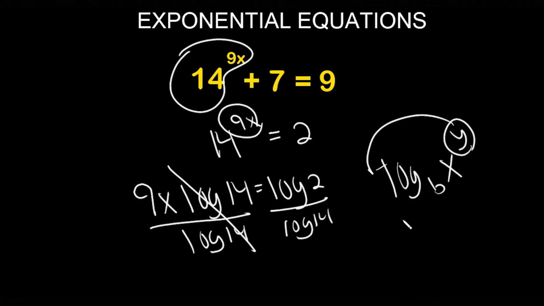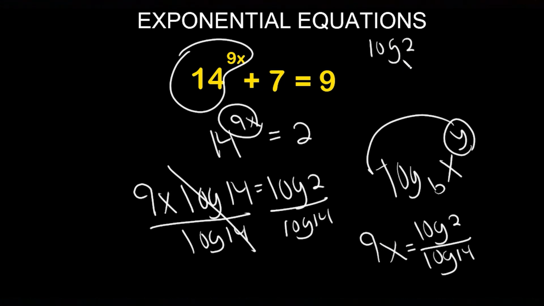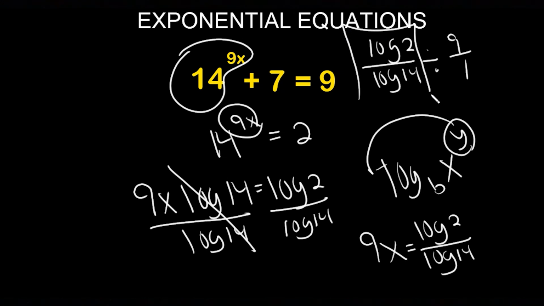All right. So technically what I have now is 9x equal to log 2 all over log 14. So my last step, I have to divide both sides by 9. Now remember, keep, change, flip. That's technically what's going to happen here. I'm going to do log 2 all over log 14, and then I have to divide it by 9. So divide by 9, which is really over 1. So if you remember, keep, change, flip, I keep the first fraction right here, this log 2 over log 14. I change my sign to multiplication, and then I flip. So it becomes 1 over 9.